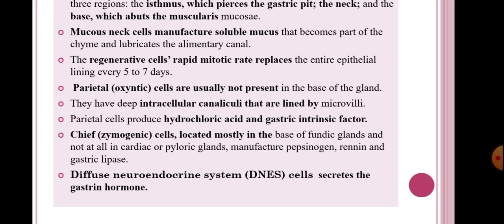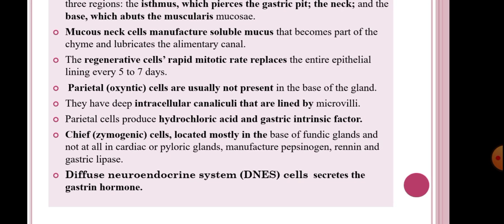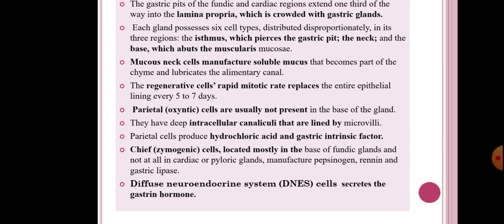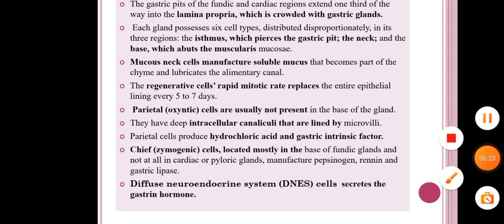So you can see chief cells are located at the base of the gastric gland, and they manufacture the pepsinogen. Pepsinogen is the inactive form of the enzyme. Pepsinogen is converted to the pepsin, which is the active form. But for the conversion of inactive pepsinogen to the active pepsin, it requires the HCl, and that HCl is synthesized by the parietal or oxyntic cells, and then this pepsin carries out the digestion of protein. So around 80% of proteins are digested in the stomach.